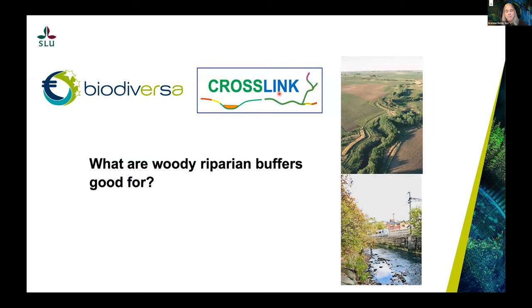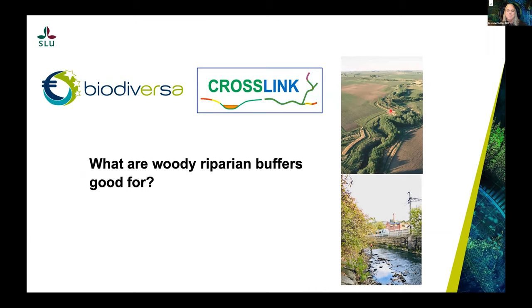And one of the core questions of this project can be boiled down to this: what are woody riparian buffers as a management tool good for? Or in other words, if you plant trees alongside river channels in highly degraded landscapes, what kind of gains do you get in terms of biodiversity, ecosystem functioning, and ecosystem services?